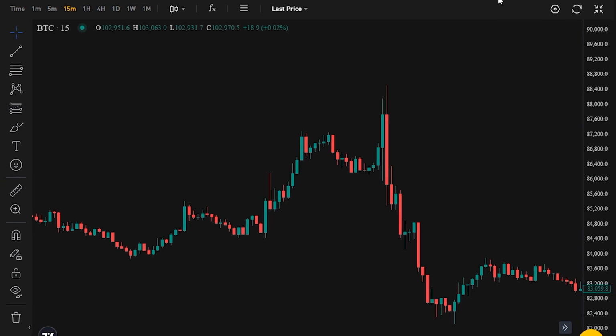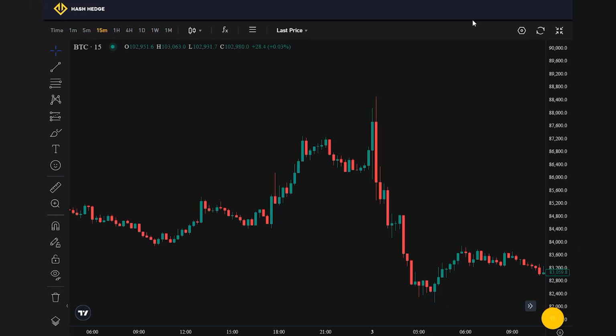And these 3 candlestick patterns, which I described in this video, give very good results and are very well applicable in real trading.